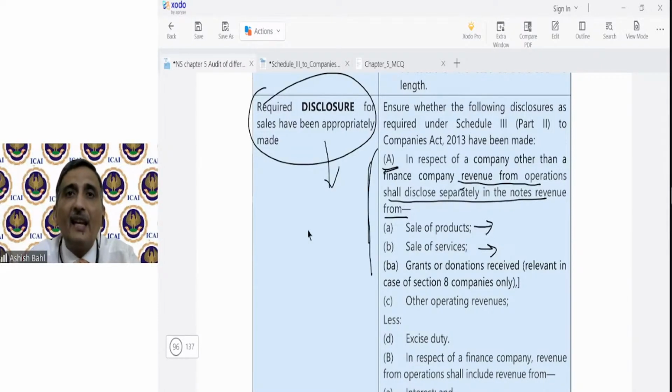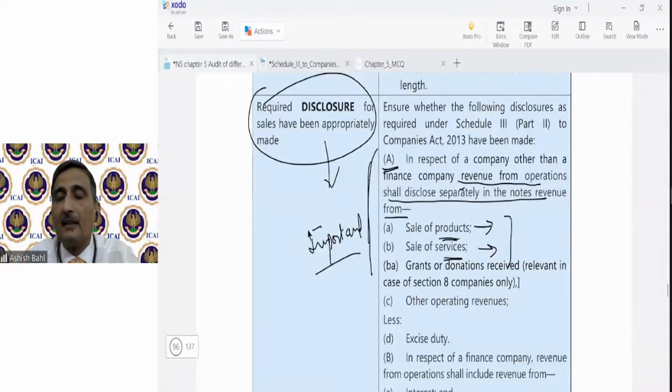These have to be reflected separately in the financial statements of the company. So this is again an important point, that sale of products and sale of services have to be shown separately in financial statements. Not only the consolidated figure, but a breakup of it also has to be given. Okay. And then grants or donation in case of Section 8 companies.